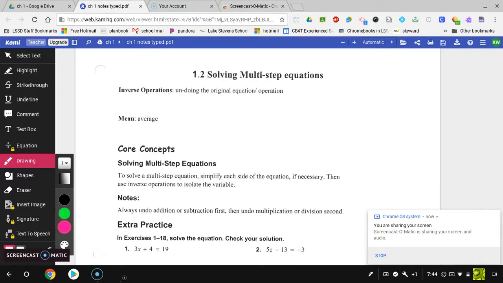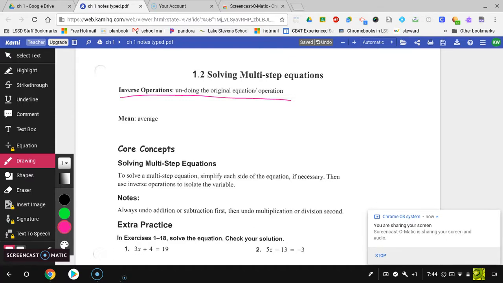Okay, so today we're going to be talking about solving multi-step equations. This is Chapter 1, Section 2. Inverse operations are operations that undo the original equation or operation. They are the ones that get rid of something to move it to the other side.